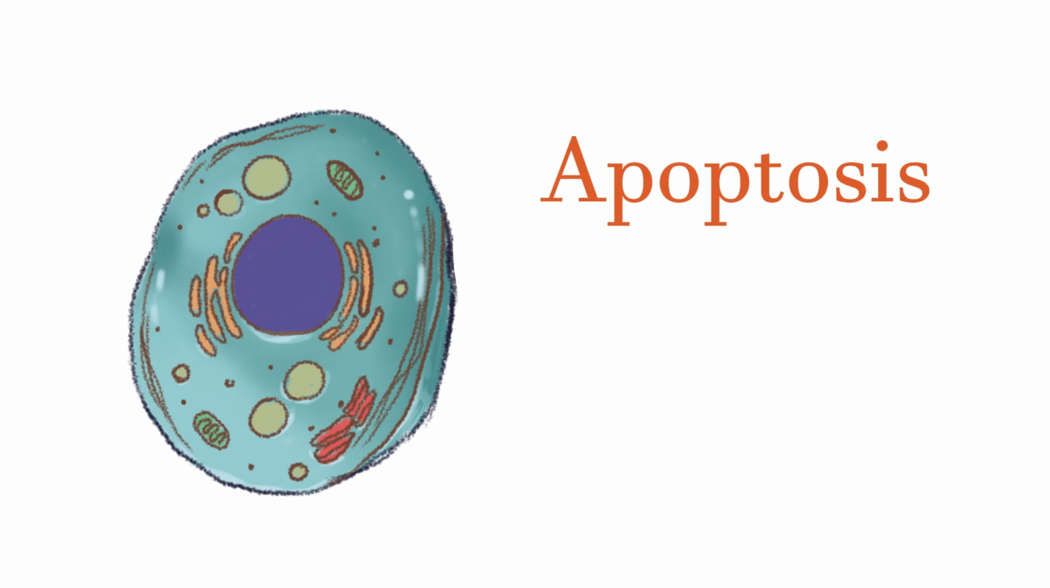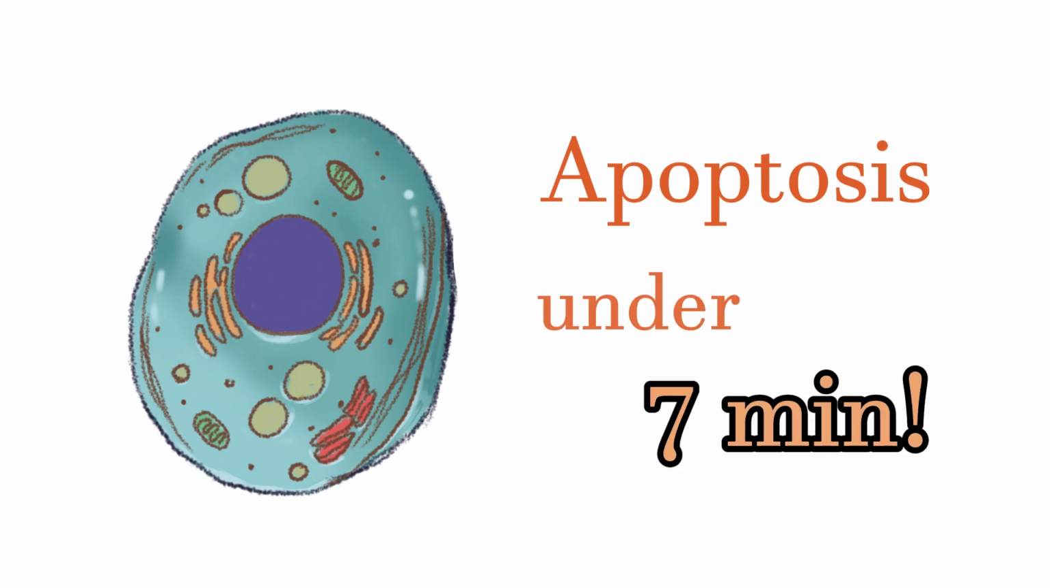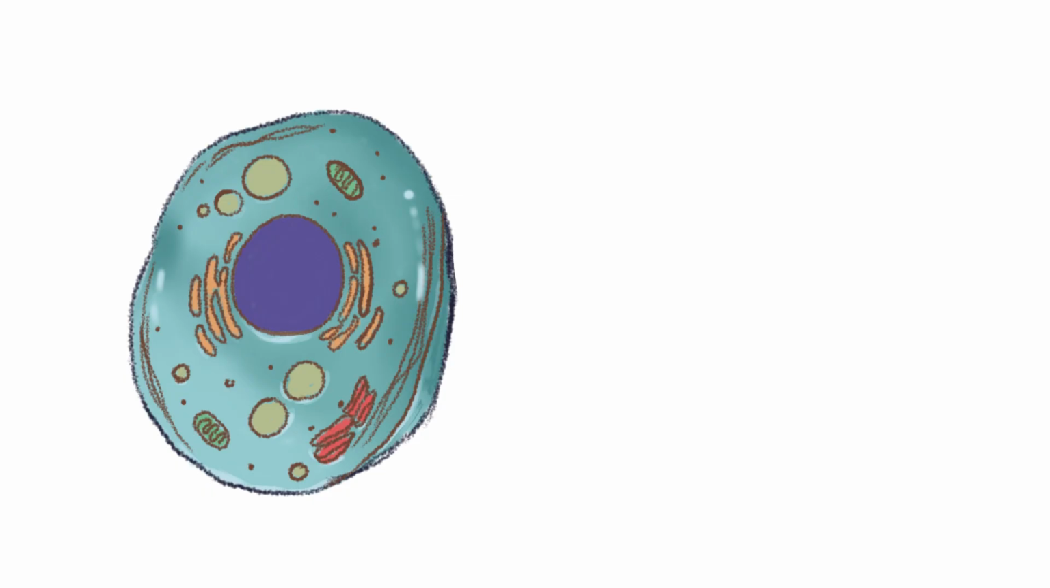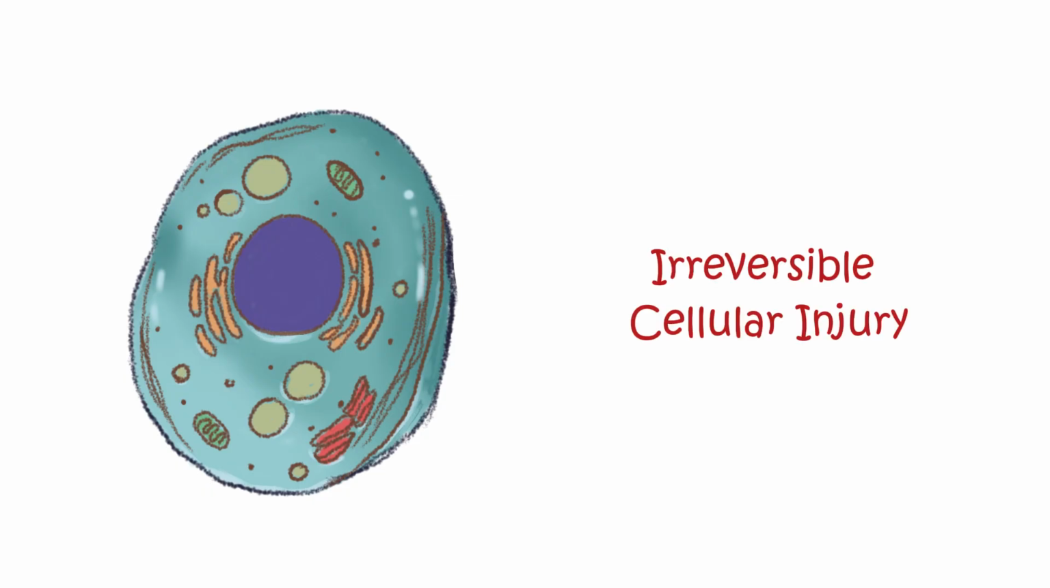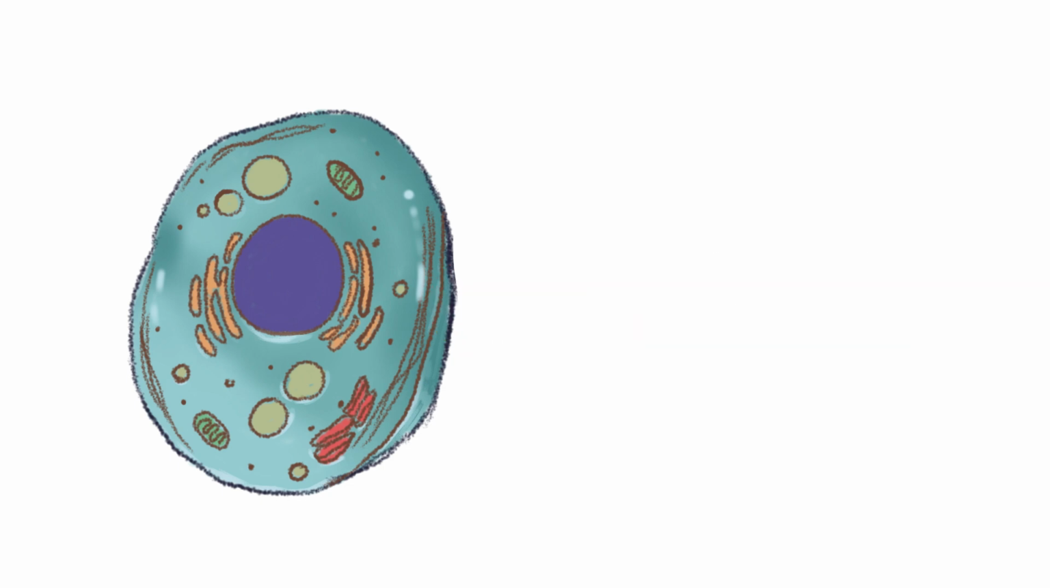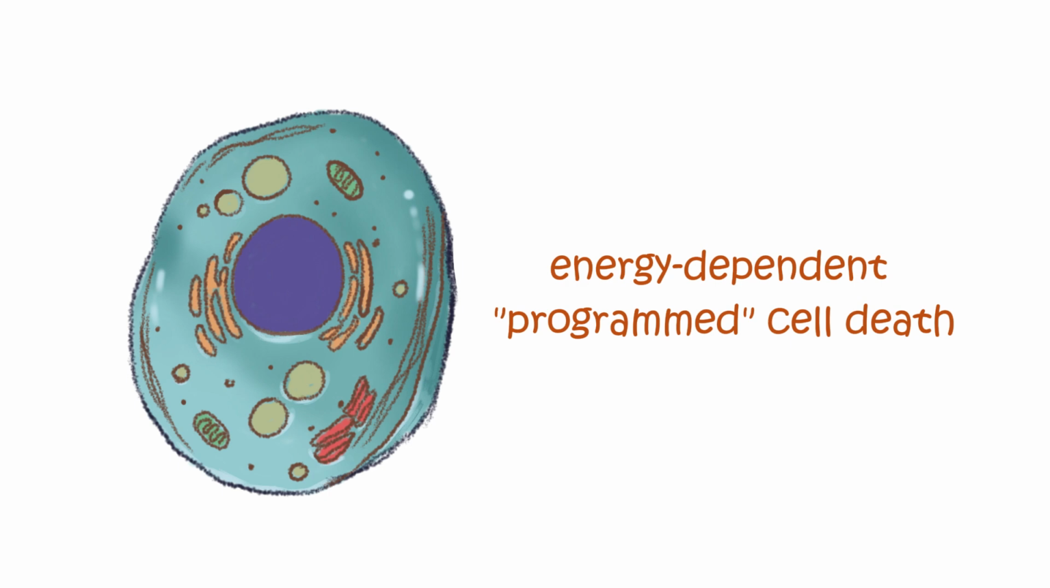Today I'm going to be explaining apoptosis in under 7 minutes. Yes, under 7 minutes, so keep looking at your clocks. Whenever there is an irreversible form of cellular injury, cell death ensues. So apoptosis is an energy dependent programmed cell death.